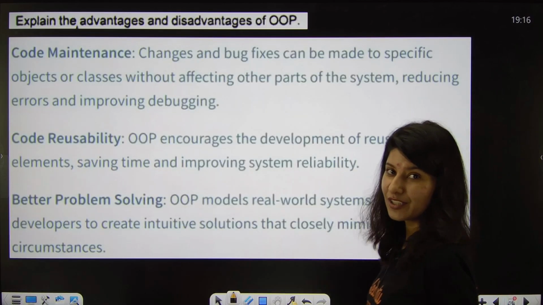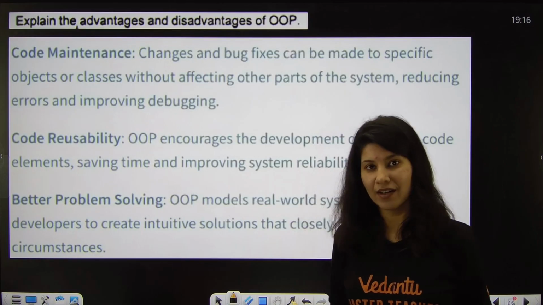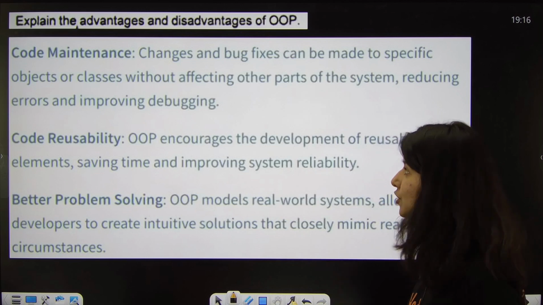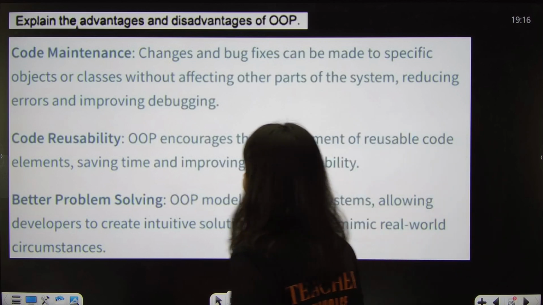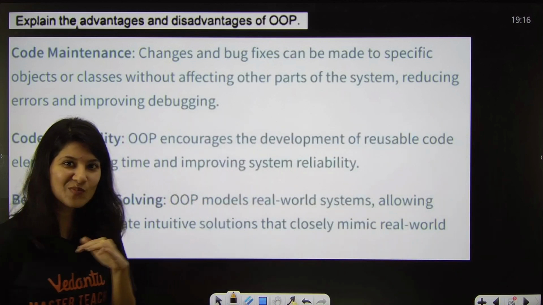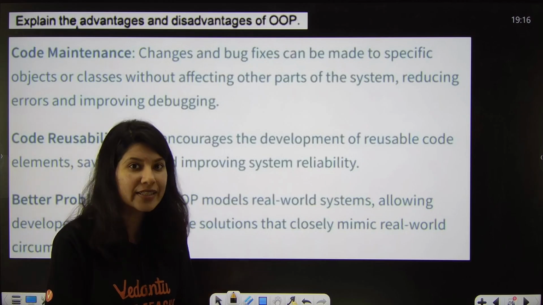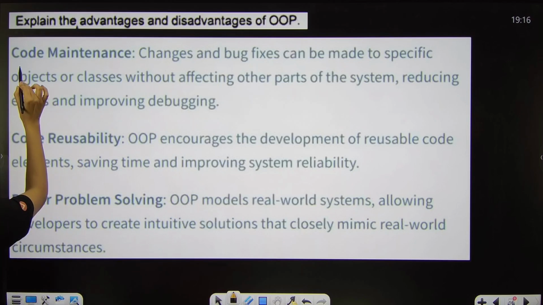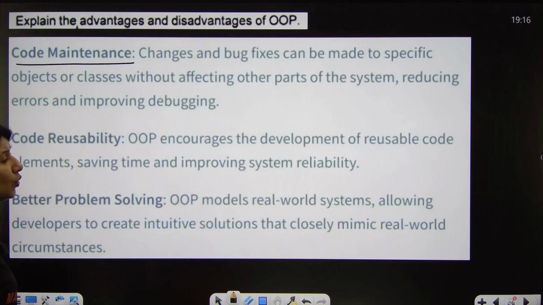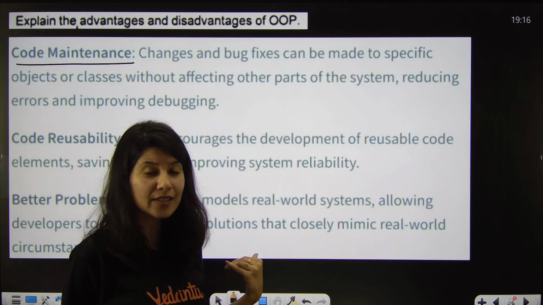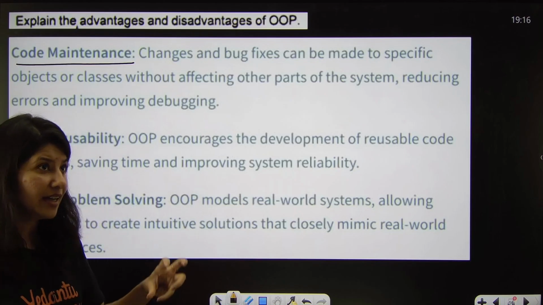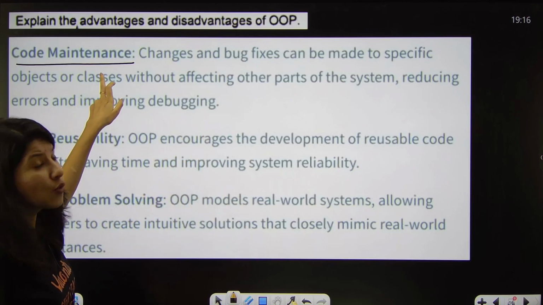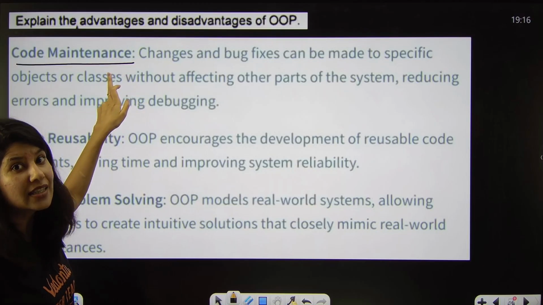Now limitations. Okay, so now ma'am, you are supporting object oriented programming, it's good, but what are the limitations? Limitations are again similar to the advantages. Code maintenance, even though it is better than procedure oriented programming, but still that problem: if you are writing bigger code, the maintenance of the code is again not a very easy task.